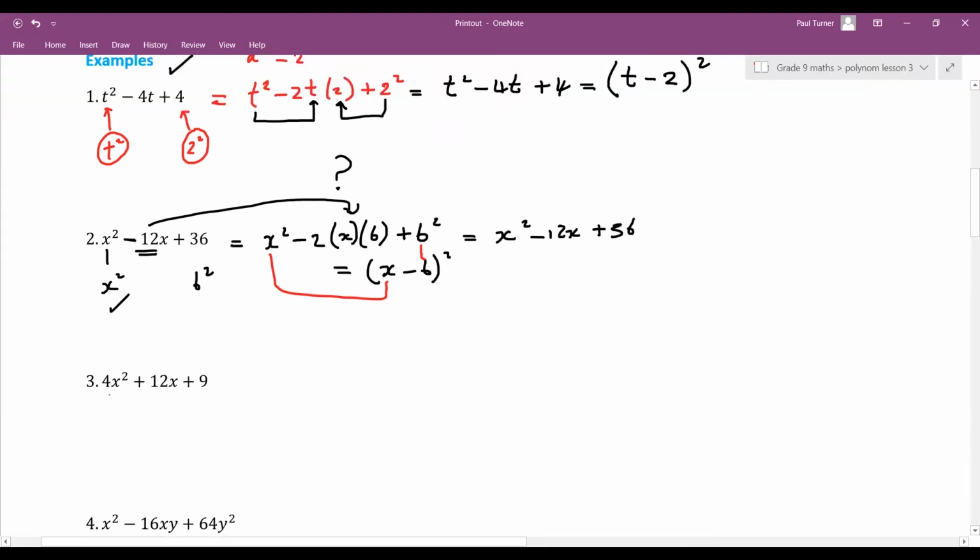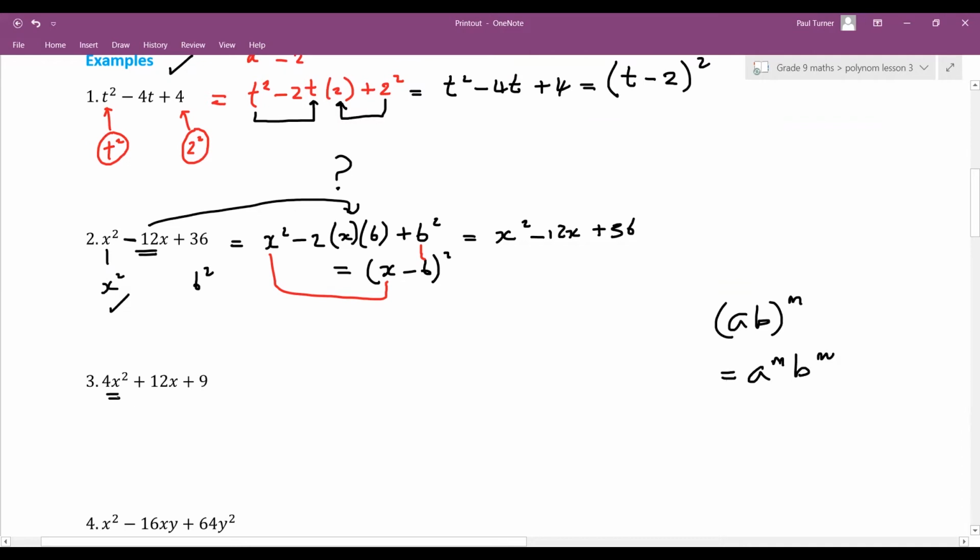So in the third one, we've got 4x squared. So you need to remember this rule: AB times M can be separated as AM times BM. A and B and M are just numbers.